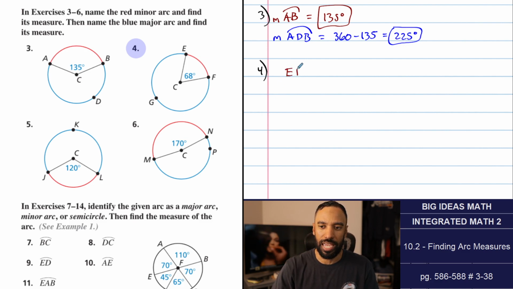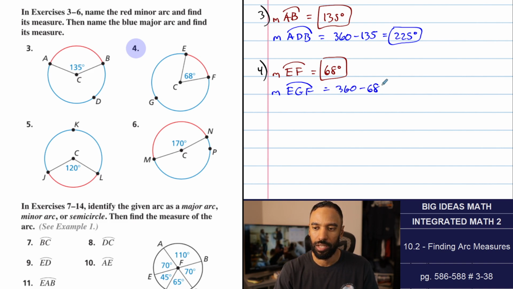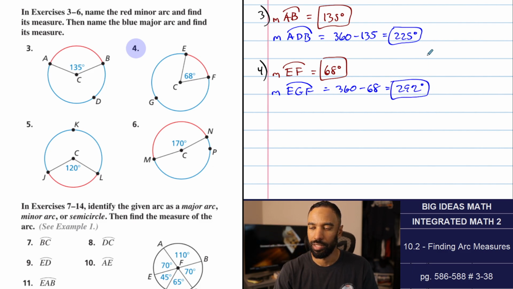So here's arc EF, that red one, that's the minor one. And the measure of arc EF is 68 degrees because the central angle is 68 degrees. And then the blue major arc, we can call arc EGF, and let's find its measure by doing 360 minus 68, which is 292 degrees, like so.